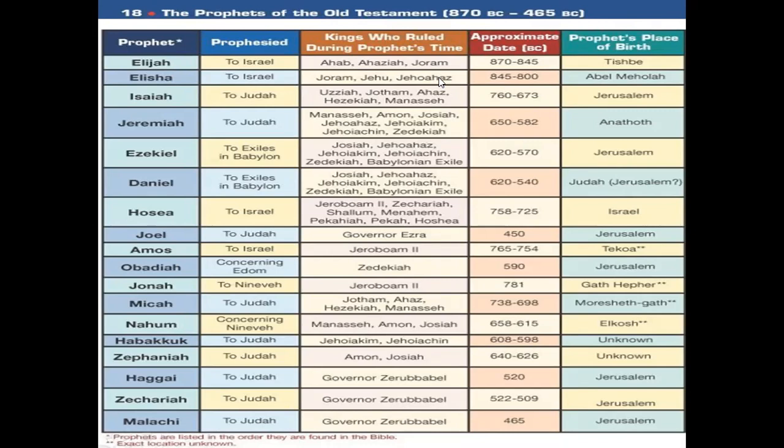We move on from Elisha to Isaiah. Isaiah was also another prophet who came up and is highly known for his prophecies to the people of Judah, who were in the southern kingdom.